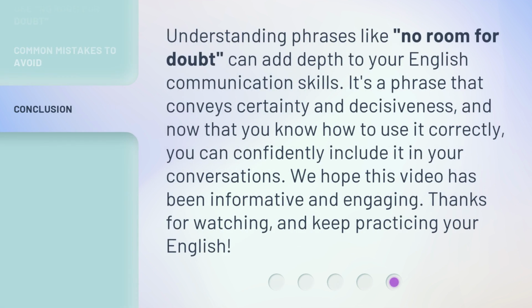Understanding phrases like, no room for doubt, can add depth to your English communication skills. It's a phrase that conveys certainty and decisiveness, and now that you know how to use it correctly, you can confidently include it in your conversations.